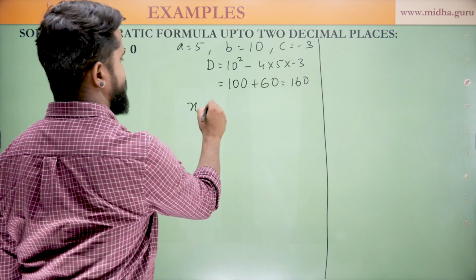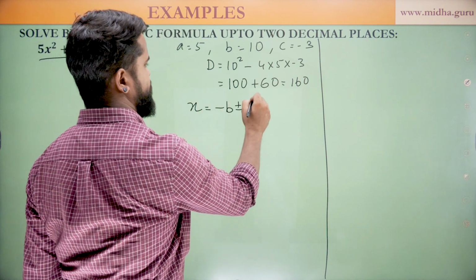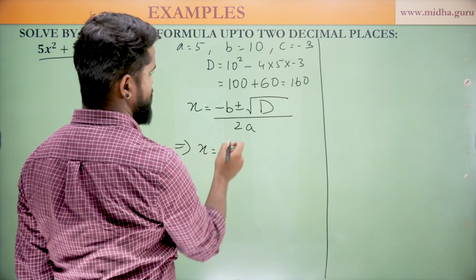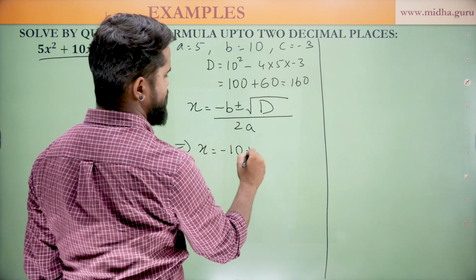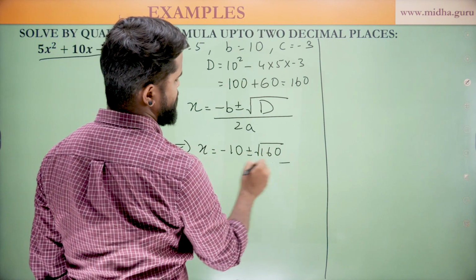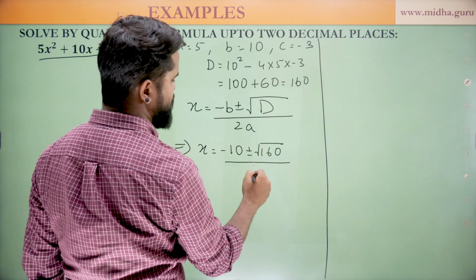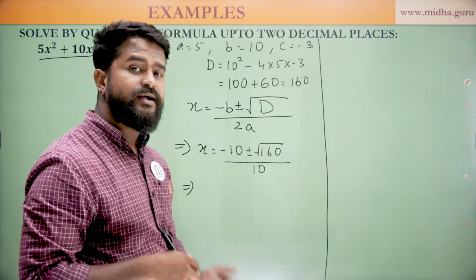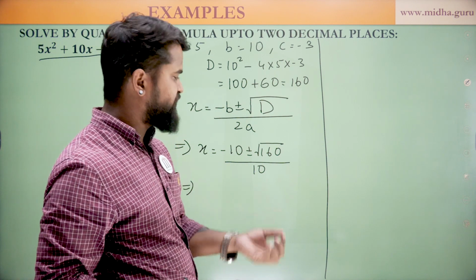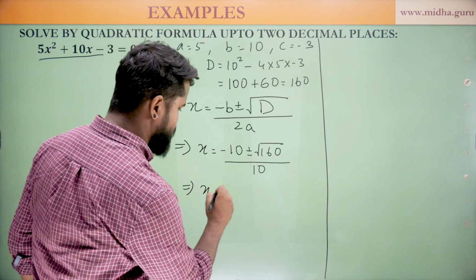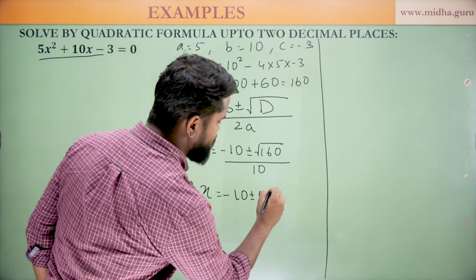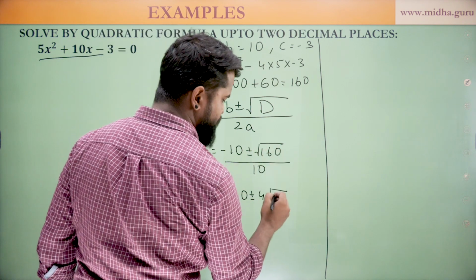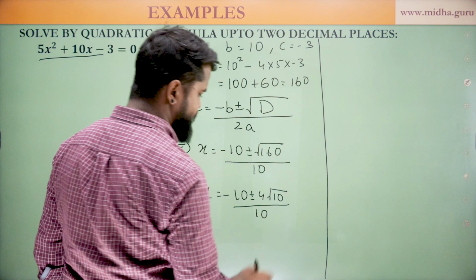Now I apply the quadratic formula. Minus of b, which will become minus 10, plus or minus the root of 160 divided by twice of a, which will also be 10. Now in this 160, I can write it as 16 into 10. And I know that 16 is a perfect square, so I'll just take out the value, which will look something like this. So plus or minus 4, as the square root of 16 is 4, and as this is 16 into 10, 10 will be left over.